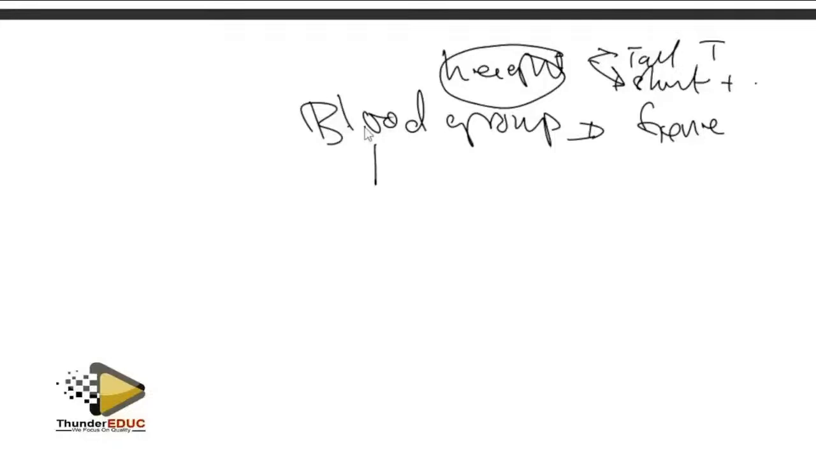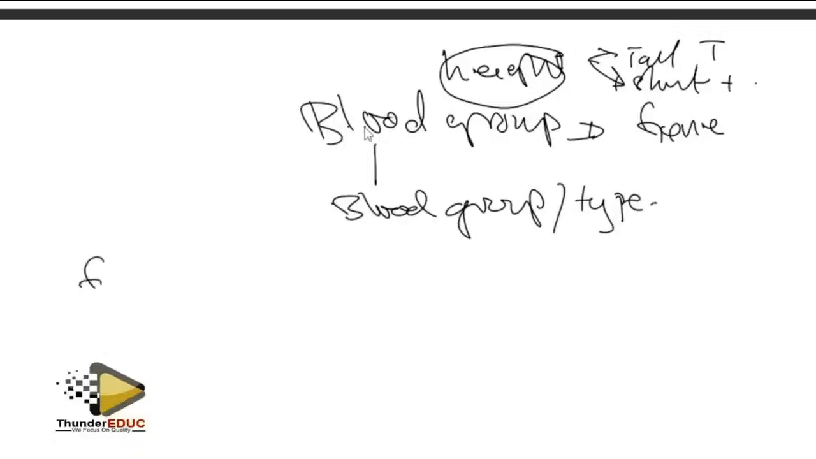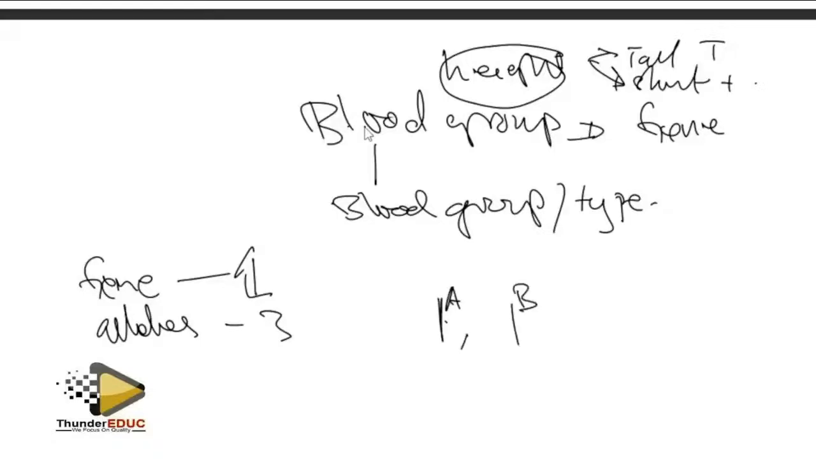So for blood group, the gene is blood group or type. How many alleles? There are 3. So the gene for blood group is 1. Alleles, there are 3: the allele for A, the allele for B, and the allele for O. Are we together? Thank you to those people who try to participate and give the answers.